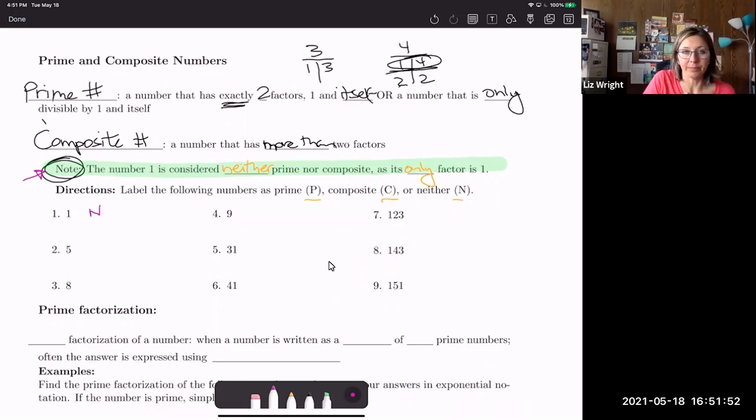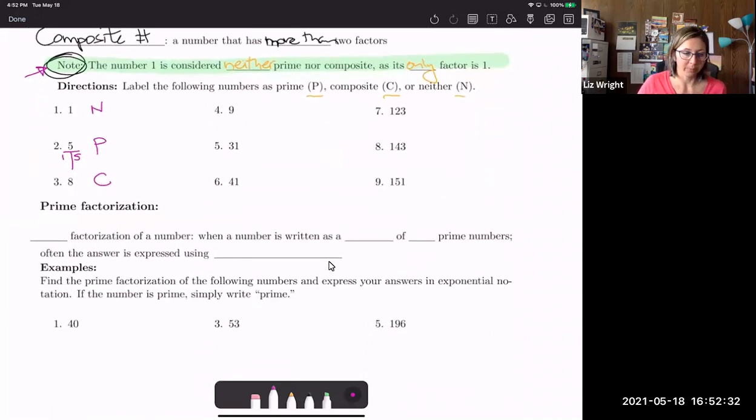5, what do you guys think? Should be prime. It's divisible only by 1 and itself. So again, if you were kind of doing like your factor chart, it's only by 1 and 5. Here, this is composite because we've got more than just those 2 factors. We've got 1 and 8 and 2 and 4. So that's composite. So I want you guys to do the rest of those 4 through 9, and see what you're coming up with. You're going to have 3 more composites and 3 more primes to get you through.